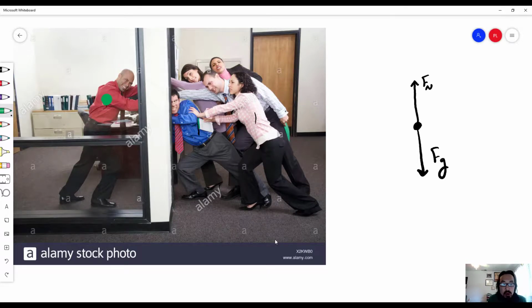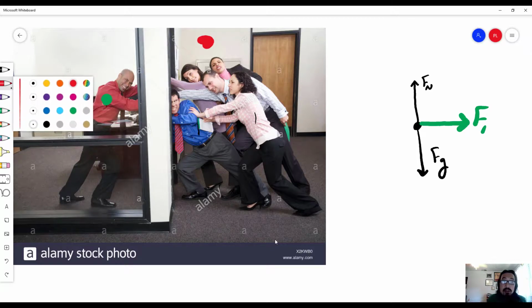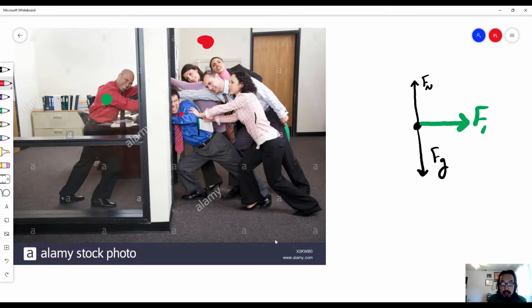I know that this person is applying a force to the right, so I will draw that, like so. I'm going to call that F of 1. And anything on this side, I will represent as red. So let's draw this guy. We'll call it number 2. Number 2 is pushing to the left, pretty hard. F of 2.